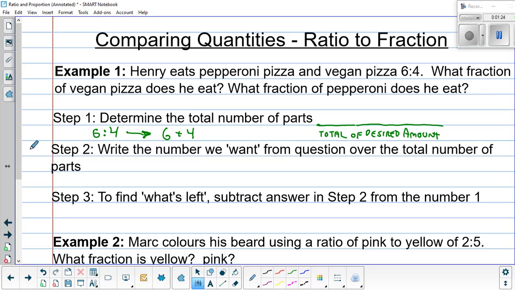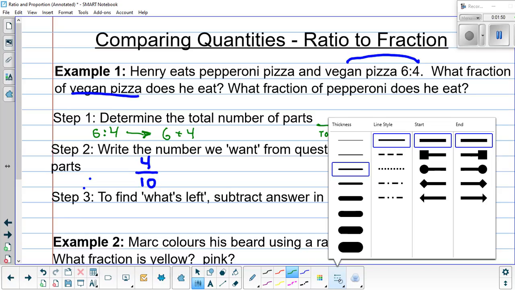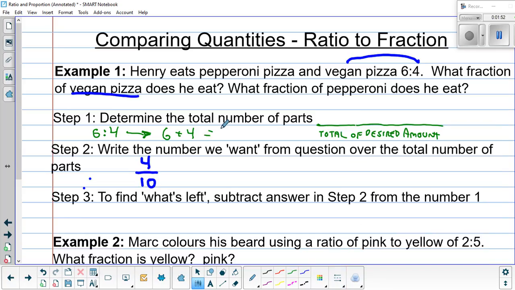So now, we want the number we want from our question. So if we look at vegan pizza, what fraction of vegan pizza? I'll do this one in blue. So the number we want, well, vegan is the second number in our ratio, right? So that's the number 4 over our total, which is the 10. And I didn't add this together over there, but you guys know that 6 plus 4 is 10.